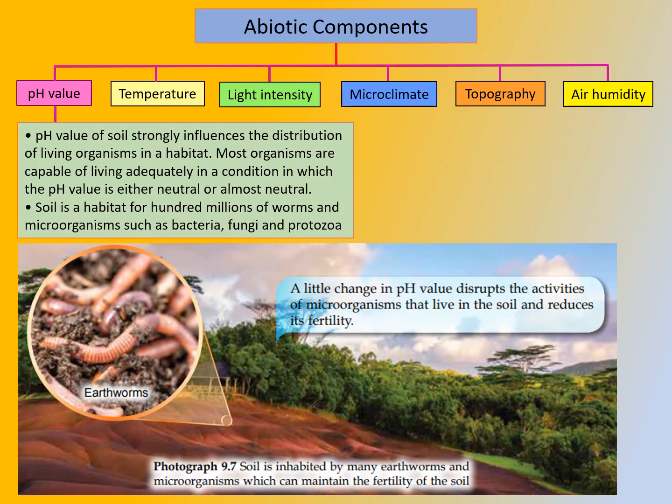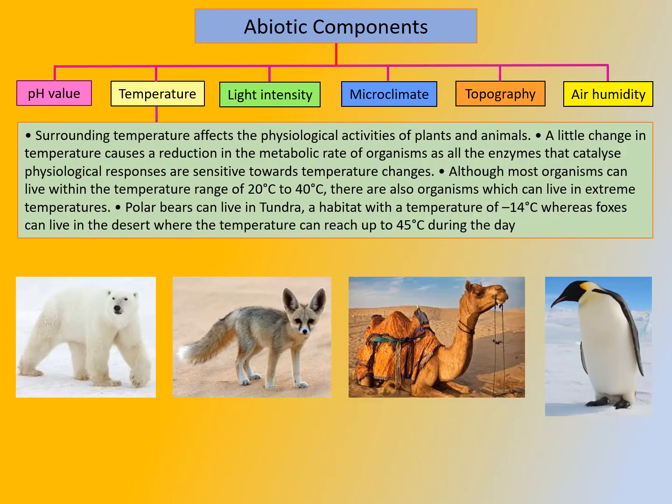pH value. The pH value of soil strongly influences the distribution of living organisms in a habitat. Most organisms are capable of living adequately in a condition in which the pH value is either neutral or almost neutral. Soil is a habitat for millions of worms and microorganisms such as bacteria, fungi, and protozoa. A little change in pH value disrupts the activity of microorganisms that live in the soil and reduces its fertility. Soil is inhabited by many earthworms and microorganisms which can maintain the fertility of the soil.